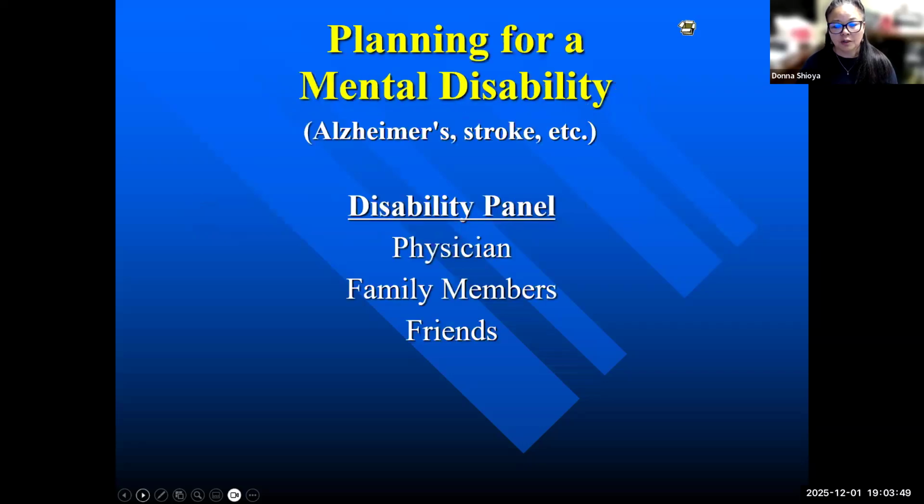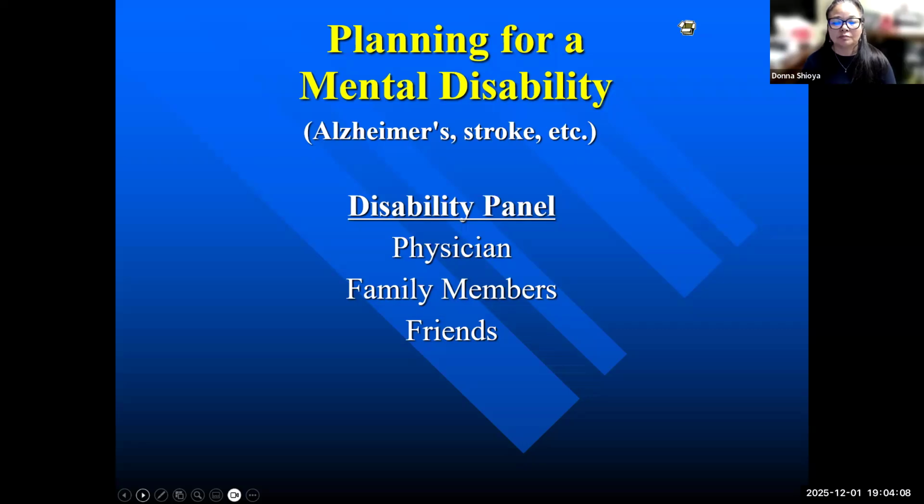Rate structure. So how do we plan? One of the things that is available in planning through a revocable living trust is planning for your mental disability. That's Alzheimer's, stroke, etc. Another word for mental disability is mental incapacity.